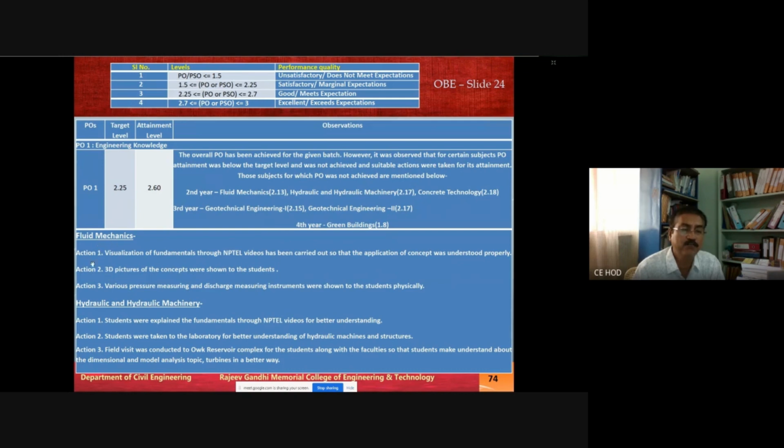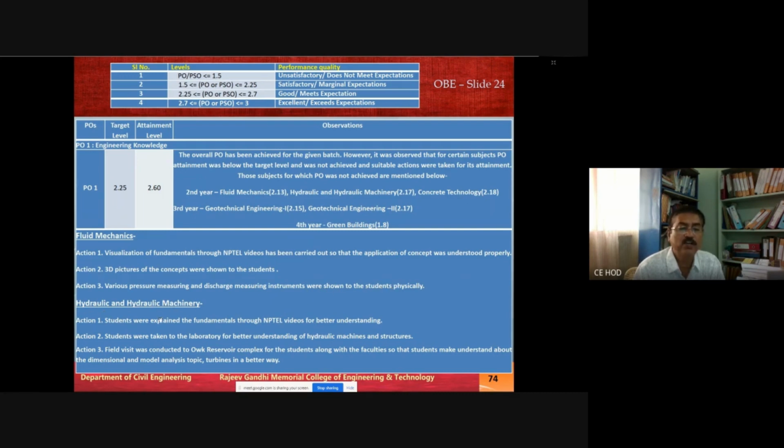For fluid mechanics, we have taken three actions, sir. Action 1: visualization of fundamentals through NPTEL videos was carried out so that the application of the concepts was understood properly. Action 2: 3D pictures of the concepts were shown to the students. Action 3: various pressure measuring and discharge measurement instruments were shown to the students physically.